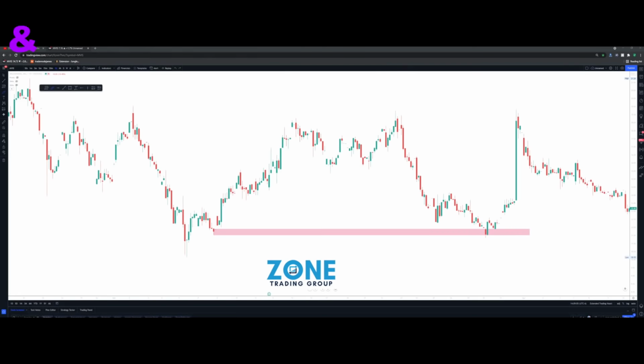Number 4, how to draw supply and demand zones. Once a supply or demand zone is identified, the next step is drawing the zone. This is very important. Always use the beginning of the aggressive selling or buying zone's original candle and draw your zone from the wick to the body.